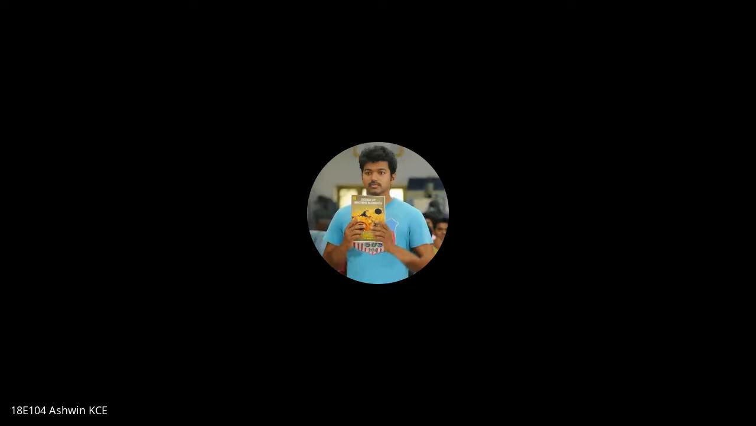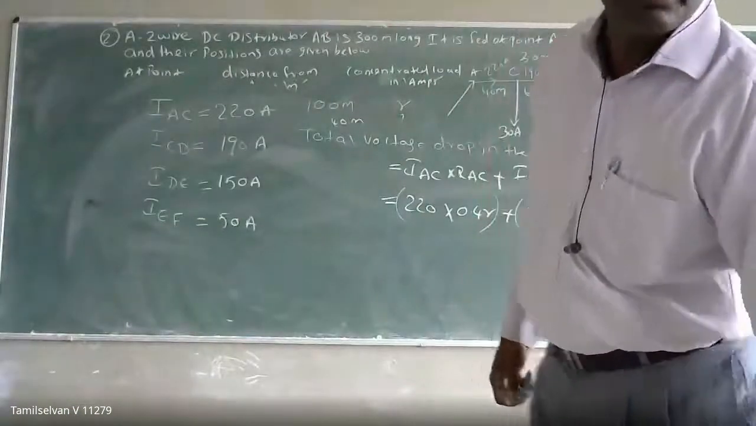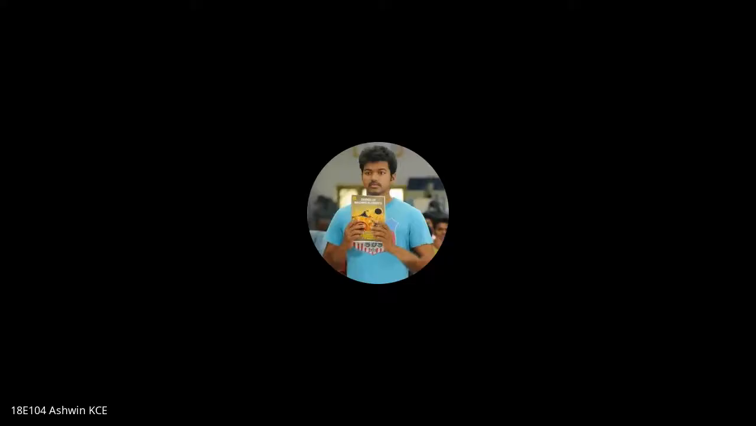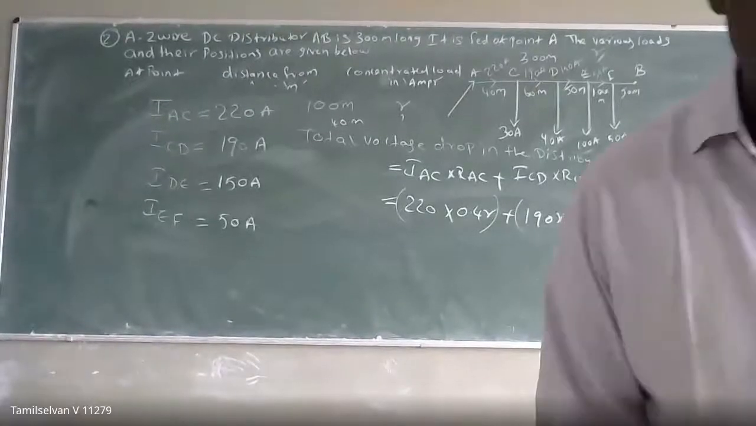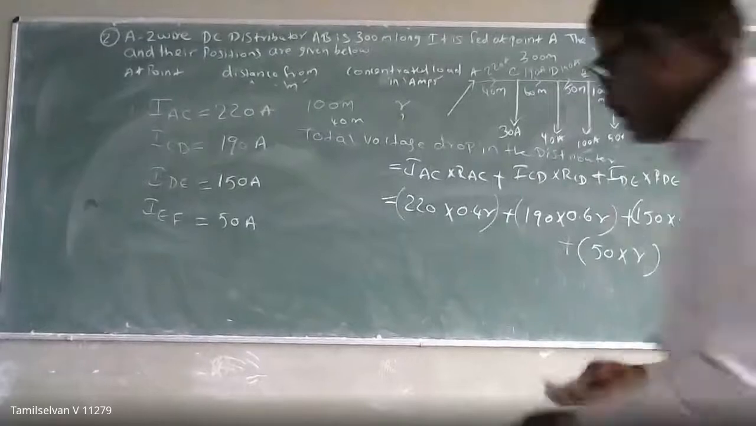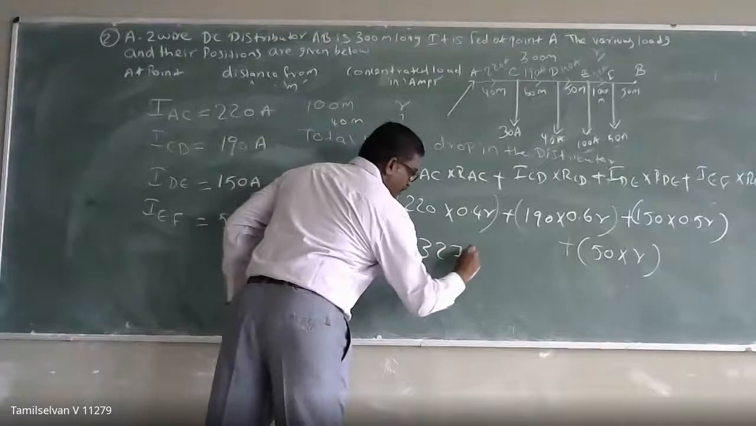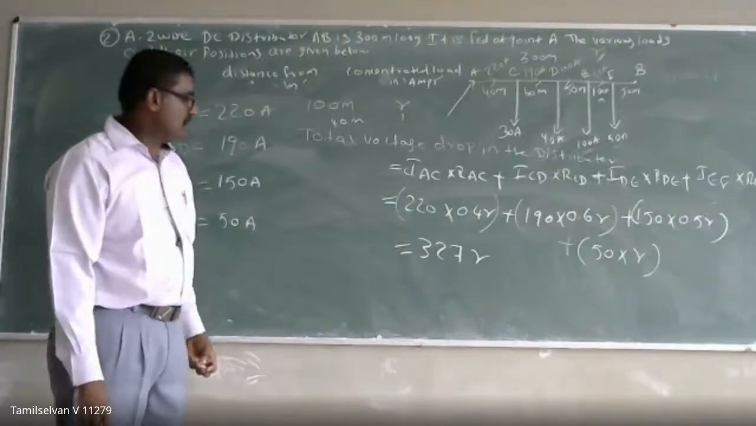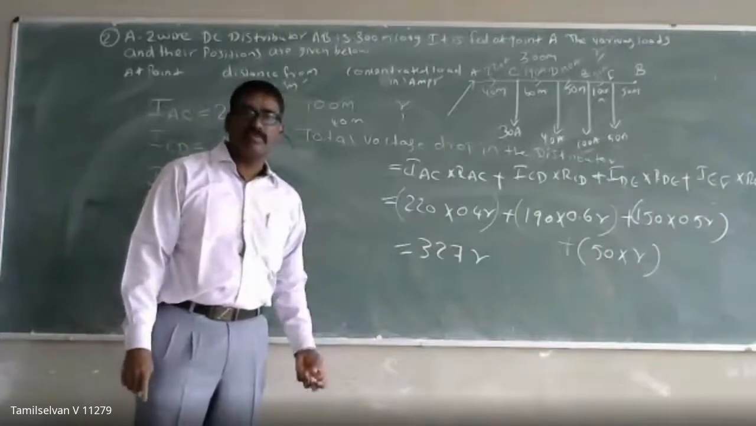Sir, 319, sir. Check now, 390. 319, no, sir. 327 you will get. 327 R. So the total voltage drop will be 327 R into R. If you know the resistance value, you can calculate the total drop.